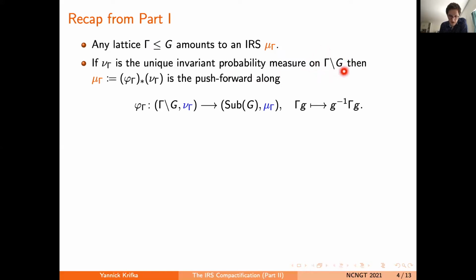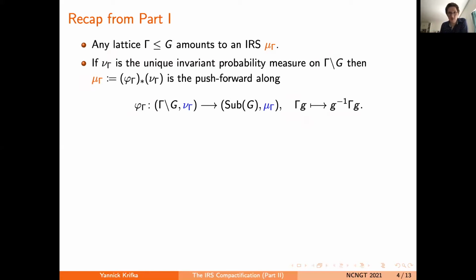And via its stabilizer map, we could push the invariant probability measure nu gamma to an IRS mu gamma of G, and this stabilizer map is just given by this phi gamma, which associates to every coset its stabilizer, here its associated conjugate. So that's how we got from a lattice here to an IRS.